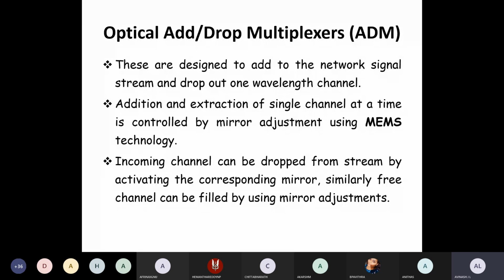So your addition and extraction of a single channel at a time is controlled by mirror adjustment using MEMS technology. Here it's a very simple concept. Since light is traveling, the mirrors are very important. In order to send the signals, we need a reflective medium. Once the light is incident on the mirror, if you just change the placement of the mirror, the direction of the flow of the optical signal will change.